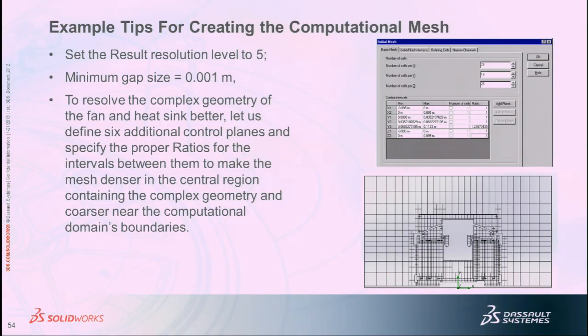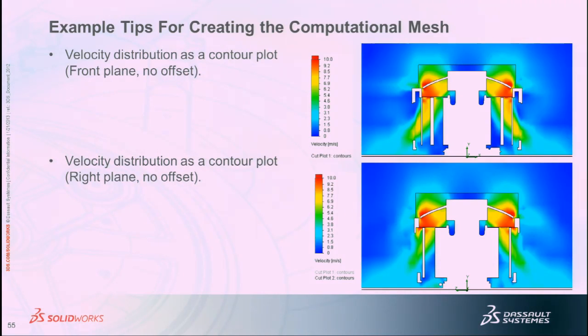So the fan and heat sink better, so the ratios for the intervals between them to make it denser. So there were some control planes added. That's why you see this particular mesh, and mainly it was because of the heat sink that was in there. But what they did was they first ran it at result resolution 5, and then came back and added some control planes to affect the mesh. And there's an image of it, and you can see.